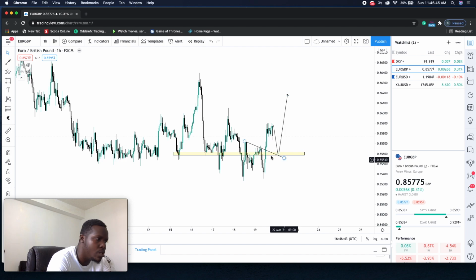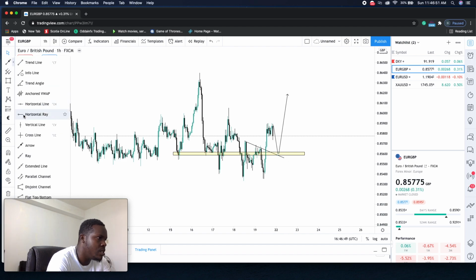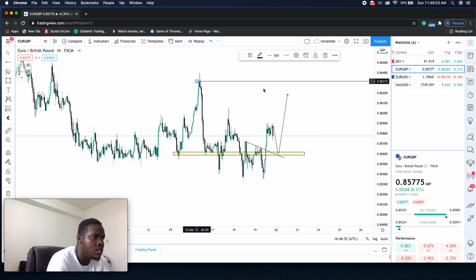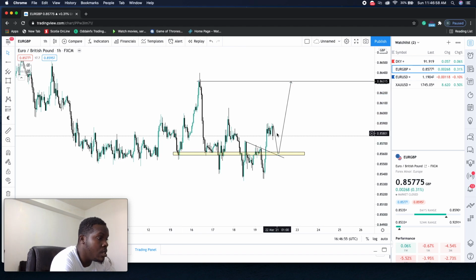So we'll pretty much go down to the smaller time frames and get our confirmation. And for this one, my target is going to be all the way to this level here. So this is pretty much what I'm looking for on Euro GBP for this week. So pretty much I'll be looking for buying opportunities from here.